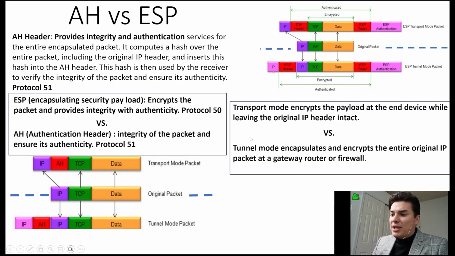And the quick summary of transport versus tunnel: transport mode encrypts the payload at the end device while leaving the original IP header intact, and tunnel mode encapsulates and encrypts the entire original IP packet at the gateway router or firewall. So tunnel mode is gateway router to gateway router, and transport mode is end device to end device.